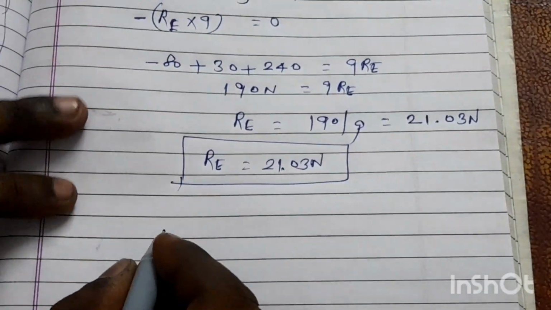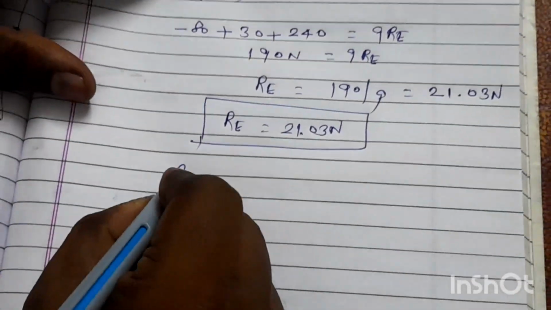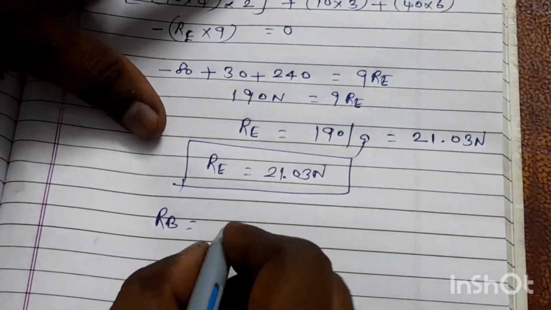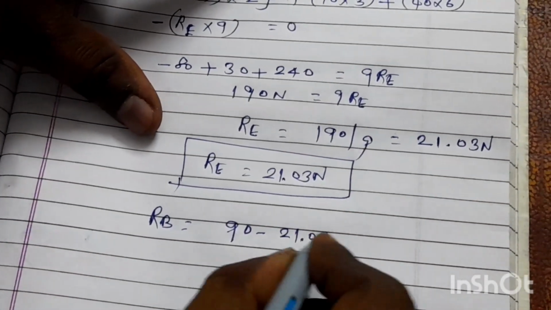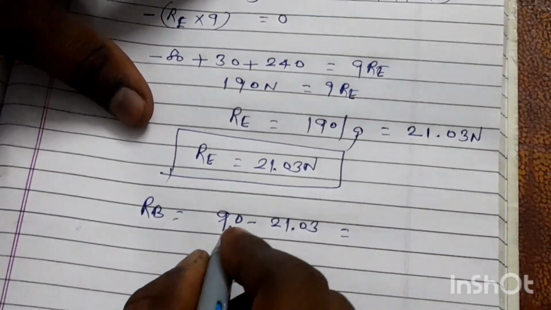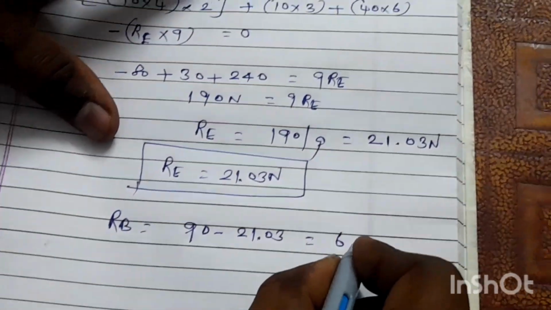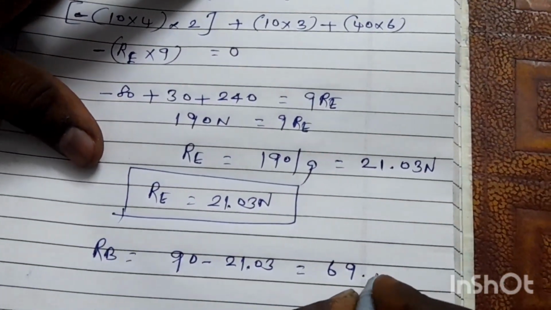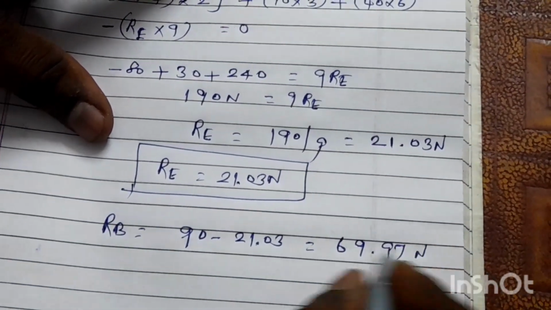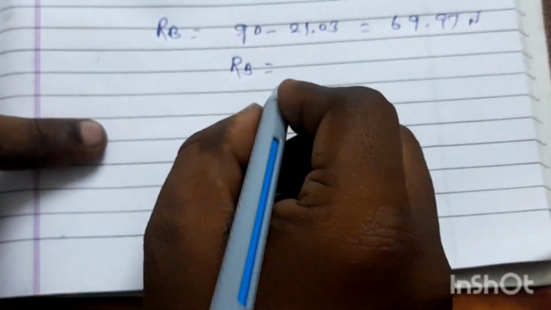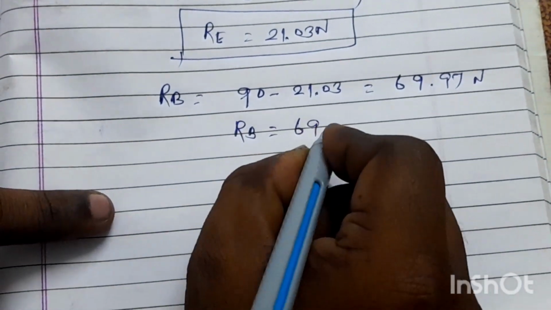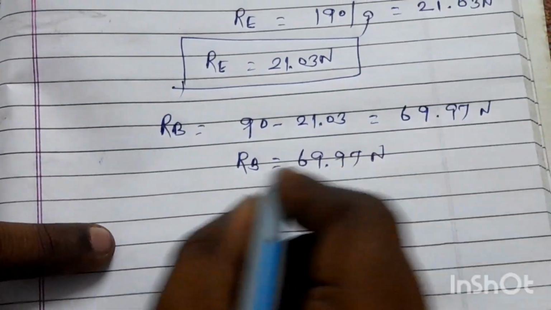What about RB? So RB equal to 90 minus this one, 90 minus 21.03. So total it is 69.97 Newton. RB equal to 69.97 Newton.